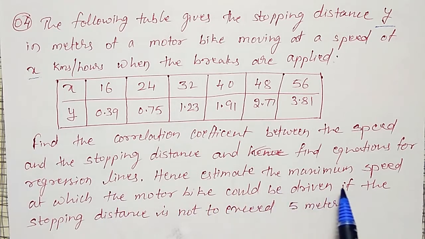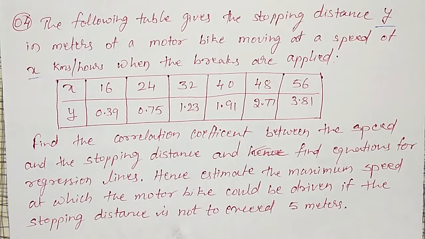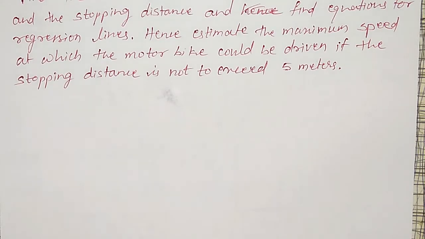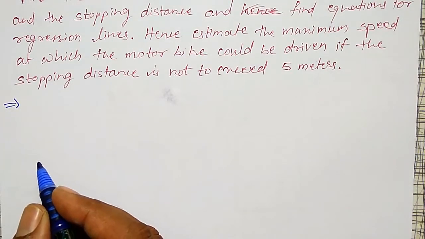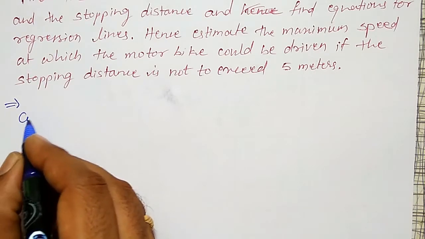Also estimate the maximum speed at which the motorbike could be driven if the stopping distance is not to exceed 5 meters. First of all, I will calculate the correlation coefficient. To find it, I will write the formula first, so that I can prepare the columns of the table accordingly. I have the coefficient of correlation.